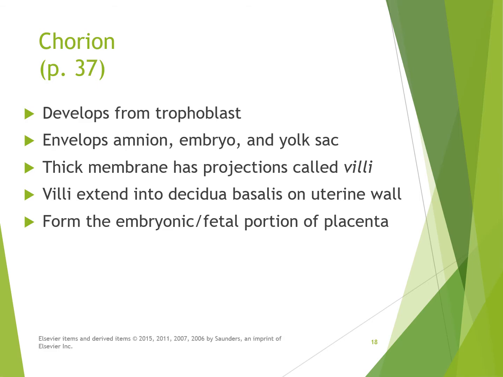Chorion develops from the trophoblast, envelops the amnion, embryo, and yolk sac. Thick membrane and it has projections called the villi. You know, those little finger-like projections we've talked about. They extend into the decidua basalis on the uterine wall. So in other words, it's implanting into the wall of the uterus. Those little fingers grab a hold and implant in there. And it forms the embryonic fetal portion of the placenta. So remember, in the placenta, part of it's maternal, part of it is fetal.